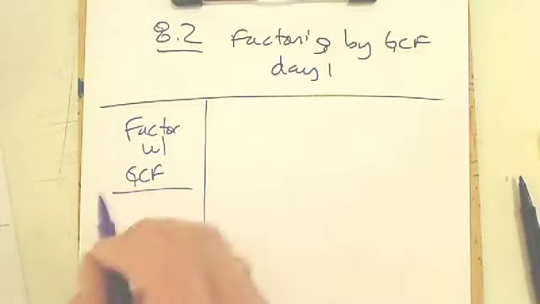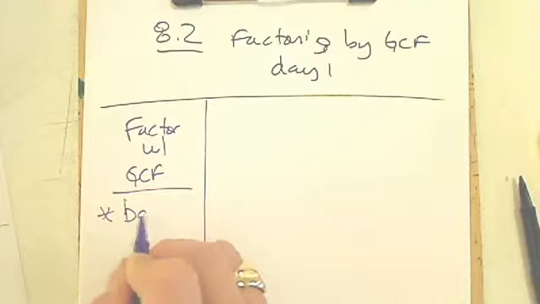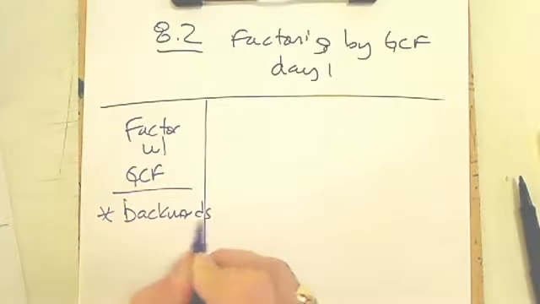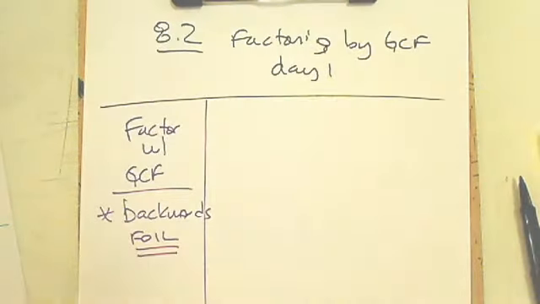Basically, we're going to be using FOIL backwards. No, actually, it's LIOF. We're going backwards now. We went forward, it was easy. Now we're going backwards. It's kind of like taking a sponge and cleaning up your mess, so it soaks in all the water. Now we're taking that sponge and squeezing the water out. We're going backwards.